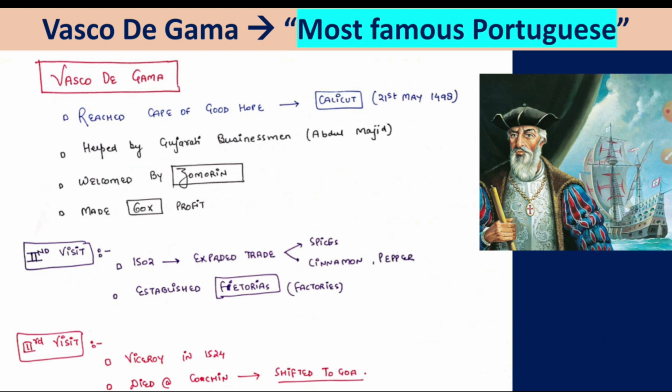Okay? So Vasco da Gama came 3 times. First time directly into Calicut. He was initially held by the Zamorins. Then the Zamorins were not happy with the Portuguese. We will see how. Then the second visit came in 1502, and the third visit came in 1524.